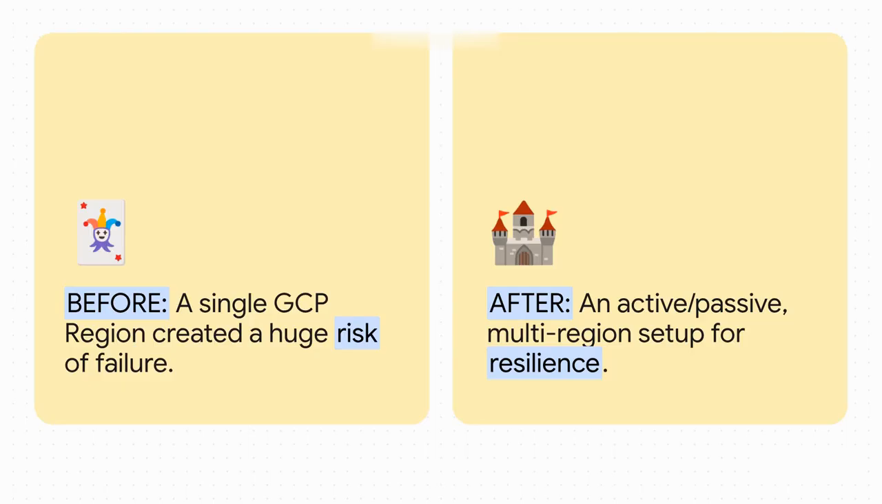So how were we going to hit those targets? Well, we had to move away from what we called the house of cards, this single region setup that was just one big single point of failure. And we moved to the fortress. Our new design was an active/passive multi-region architecture. You can just think of it as having a perfect ready-to-go clone of our entire application in a totally separate GCP region, just sitting there waiting in the wings.